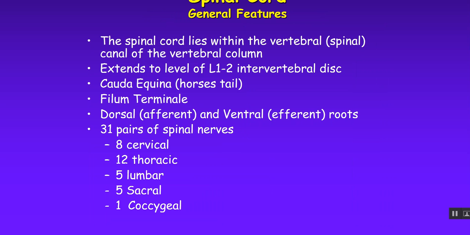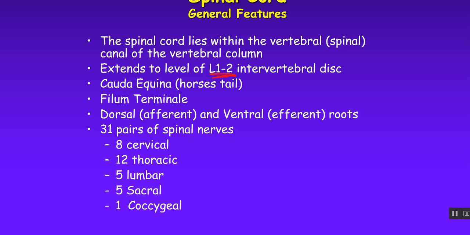Spinal cord. Now we're finally out of the cerebrum, brainstem, and cerebellum. Now we're lastly in the spinal cord, okay? In the central nervous system, the spinal cord lies within the vertebral column in that canal. It extends to the level of the L1, L2 intervertebral disc space. So the spinal cord itself doesn't go all the way down. It stops partway down. That's important from an injury and diagnostic standpoint.